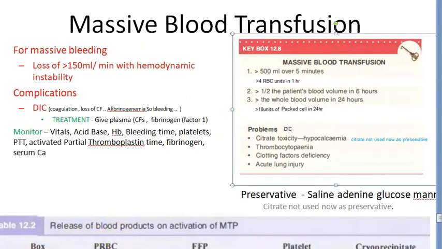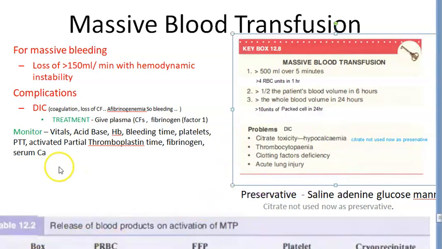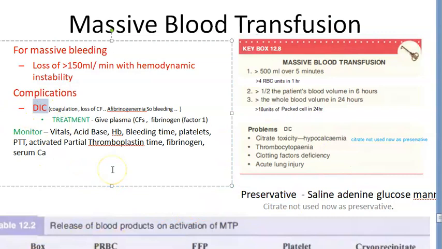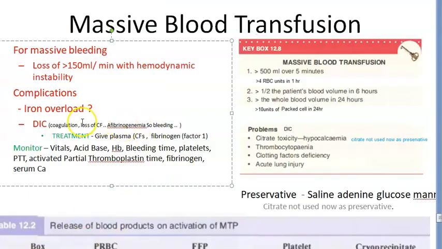These people can have citrate toxicity, hypocalcemia. Anyways, nowadays citrate they're not using. Thrombocytopenia, they can have low platelets. Clotting factors can become deficient in these people, and they can have acute lung injury, TRALI. They can have platelet deficiency and clotting factor deficiency. They can even have iron overload, right? Why didn't they write that? Iron overload can happen with repeated blood transfusions also, not just massive blood transfusion which you're doing at one time. Even repeated blood transfusions can lead to iron overload, so you'll have to treat that.